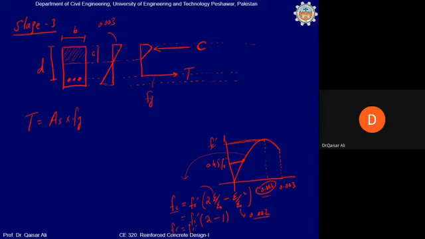And for the equation you also get the same value. Is this clear? Yes sir.